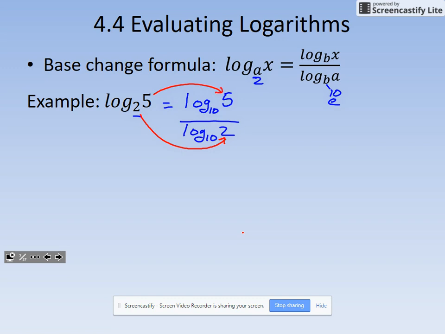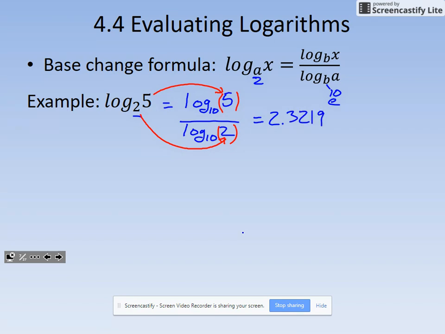So now you can just take your calculator, and please do this. Go log of 5. And if you're putting this in your calculator, you'll want to make sure that you close the parenthesis right there. Divided by log of 2. So that should give you 2.3219.